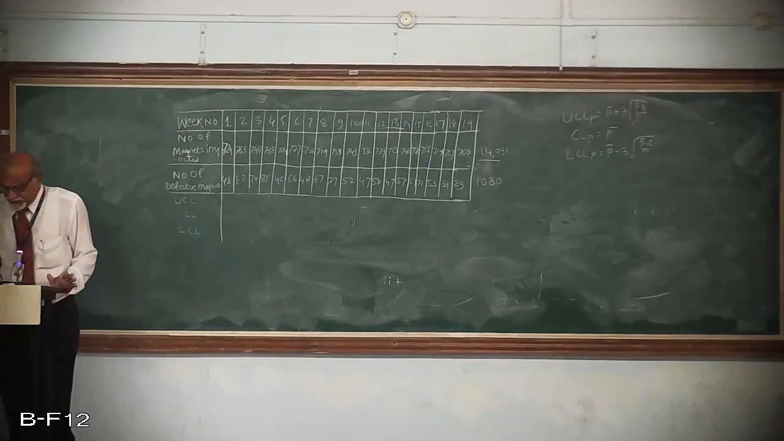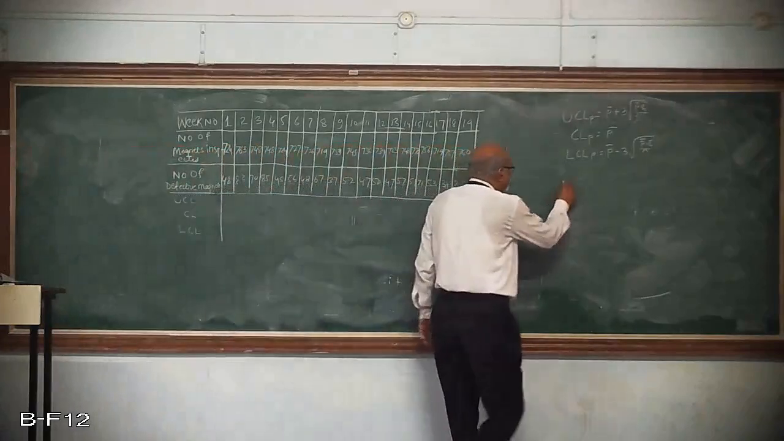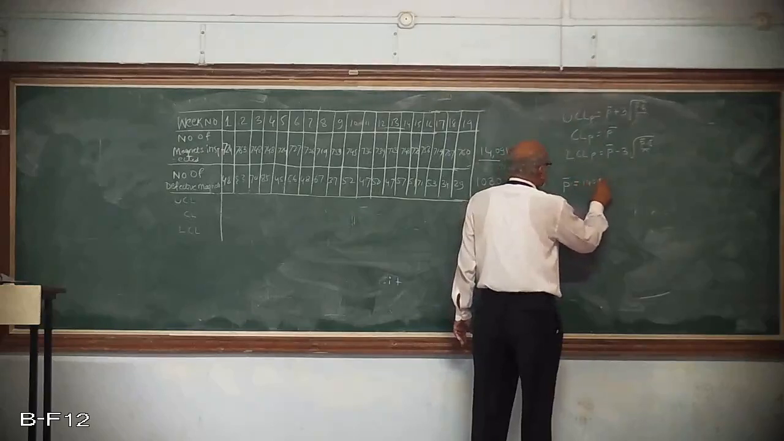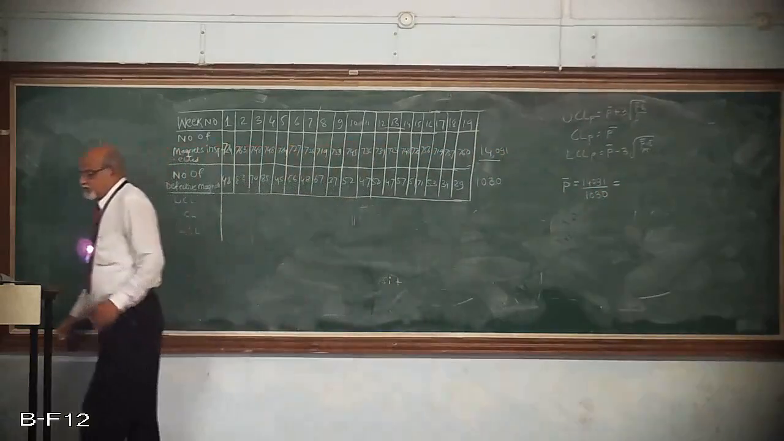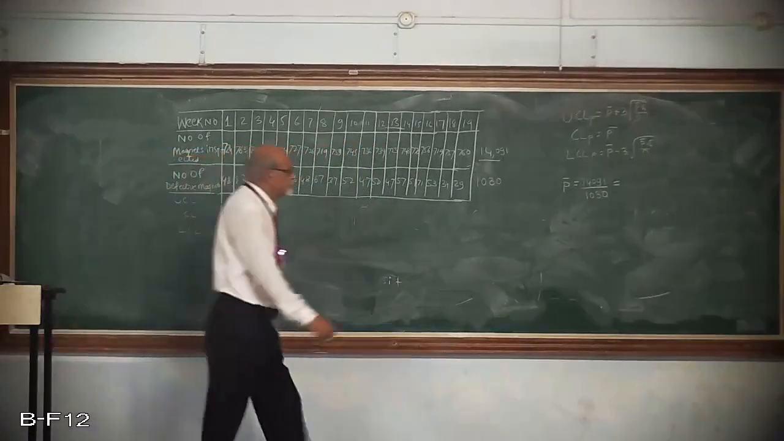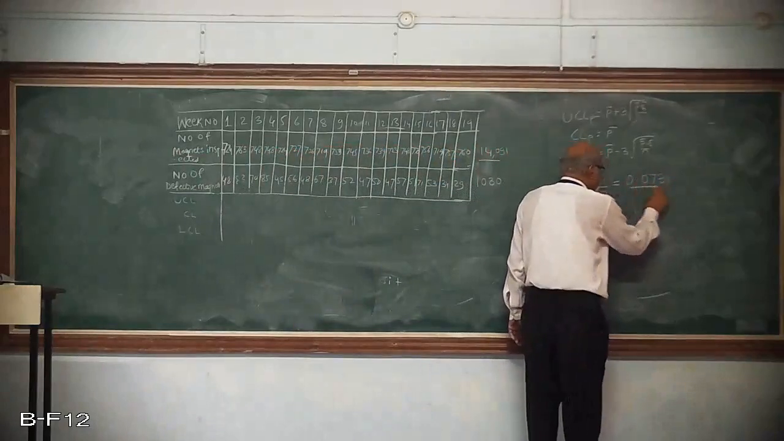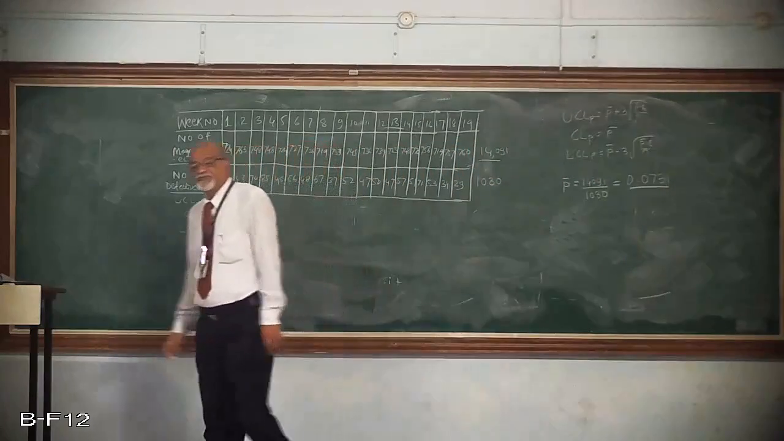So average fraction defective will be how much? Average fraction defective is going to be P bar is equal to 14091 divided by 1030. This will work out to be the fraction defective. It works out to be 0.0731. So that is how we are going to calculate P bar for this one.